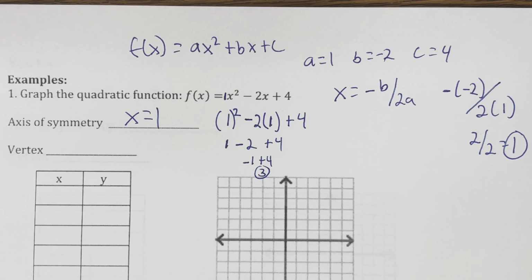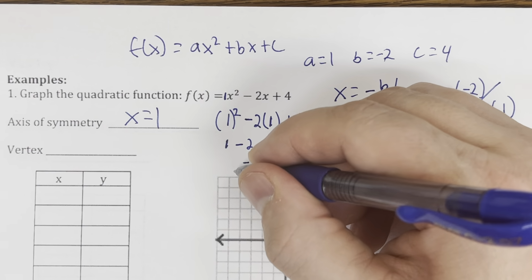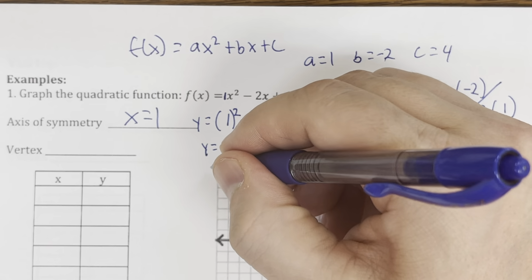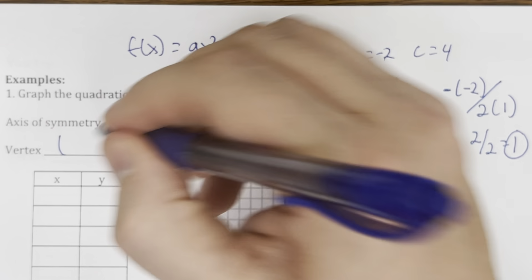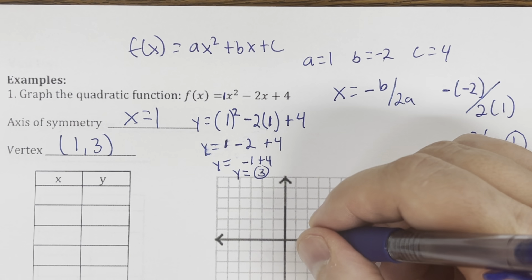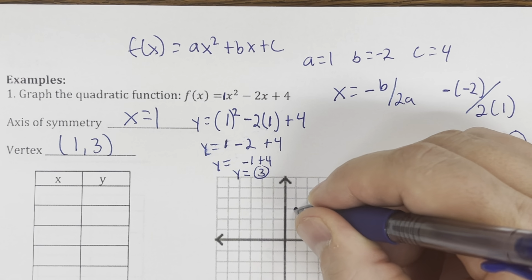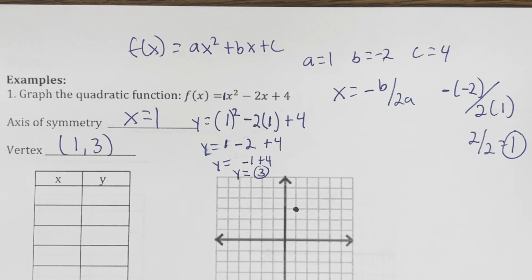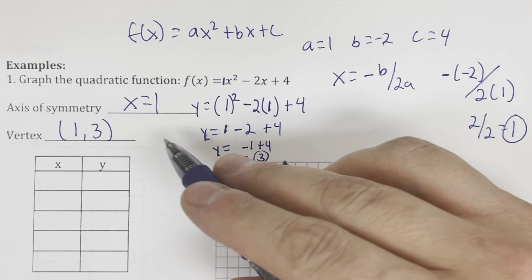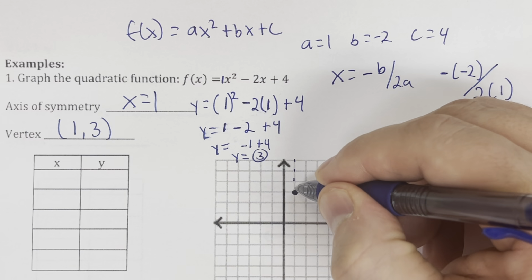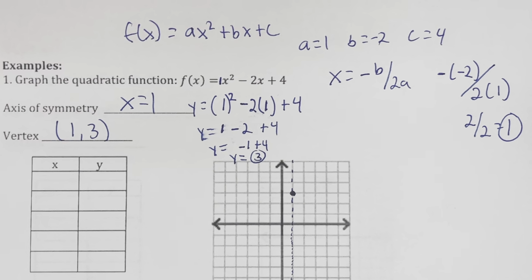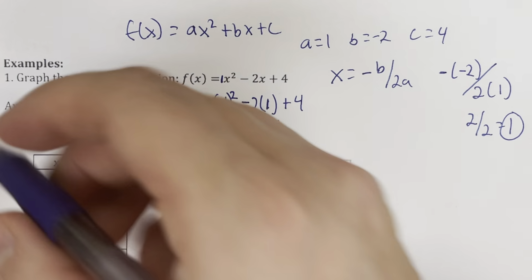So the coordinates of the vertex: the x value is 1. The y value is 3. So I have the point 1, 3. So I'm going to plot that first. Over 1, up 3. 1, 2, 3. I will also just quickly pencil in my axis of symmetry. Since the axis of symmetry is at 1, I should have a graph that goes evenly based off this axis of symmetry. So I'm going to put the vertex right in the middle.